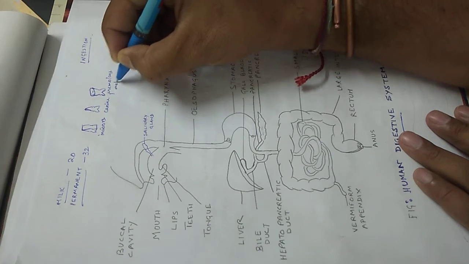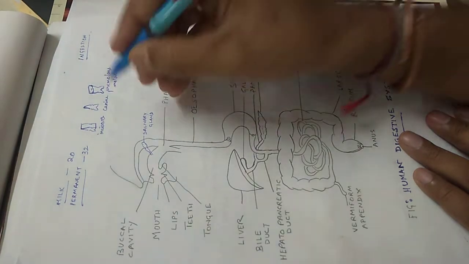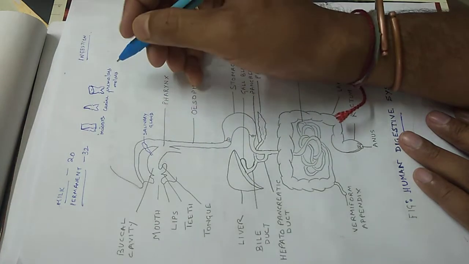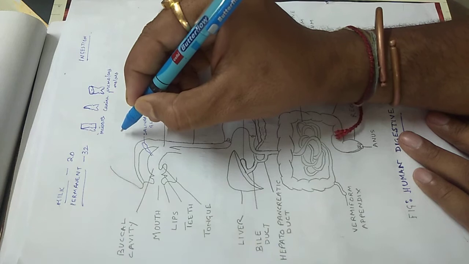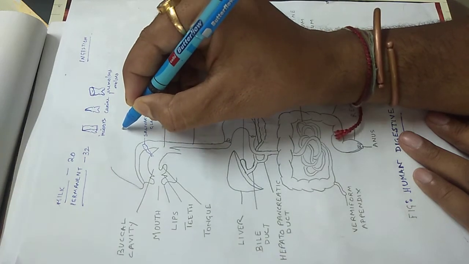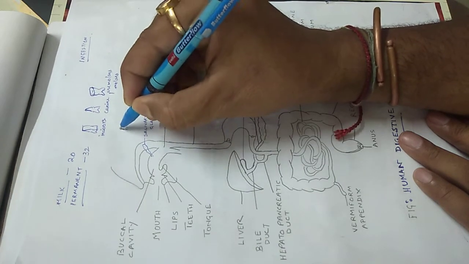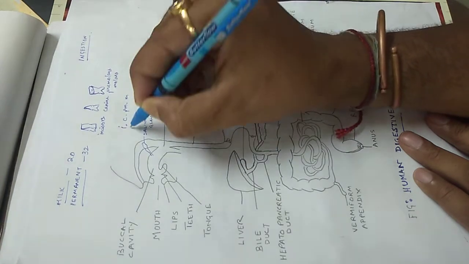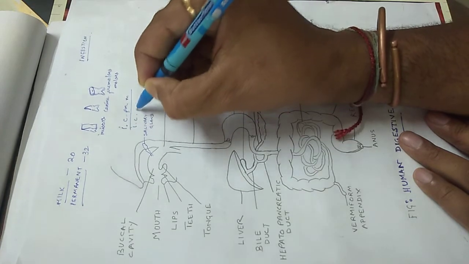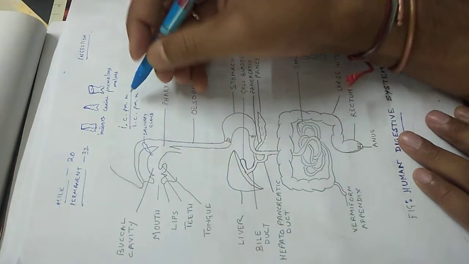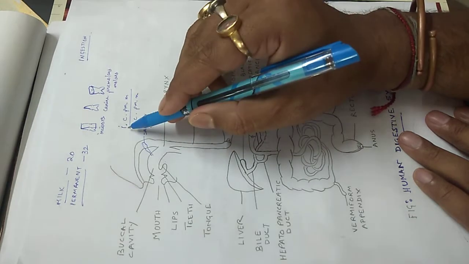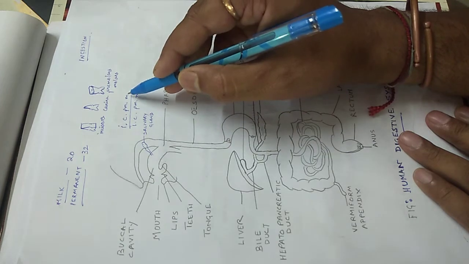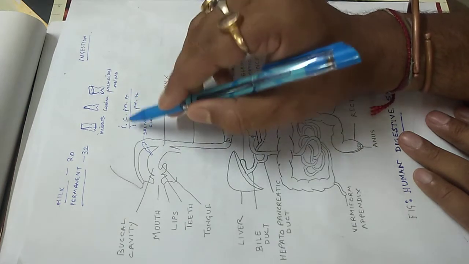Now when we talk about teeth, the teeth is represented by something called a dental formula. Now what is this dental formula? It is represented as I, C, PM and M. Here also I, C, PM and M. This is the way to represent the dental formula. I means incisor, C means canine, PM means premolar, M means molar. That means these are the 4 types of teeth.